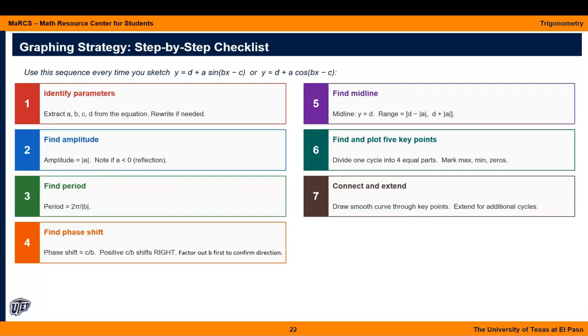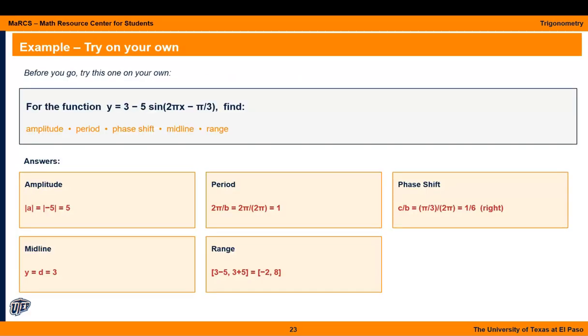To graph any sine or cosine function, follow these steps. Identify parameters, find amplitude, find period, find phase shift, find the midline, plot 5 key points, then connect the curve. Now try this problem on your own. Work step by step and identify each parameter carefully.